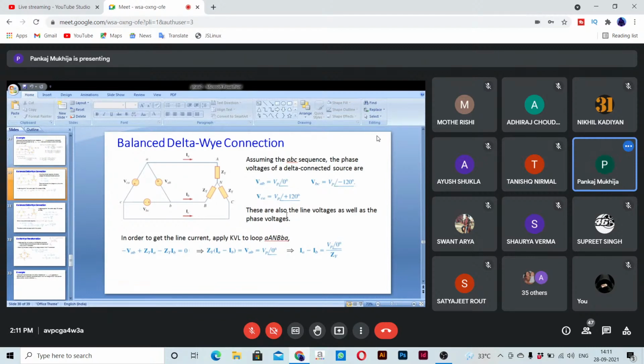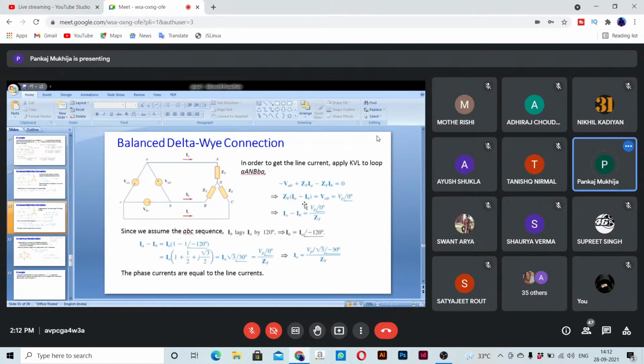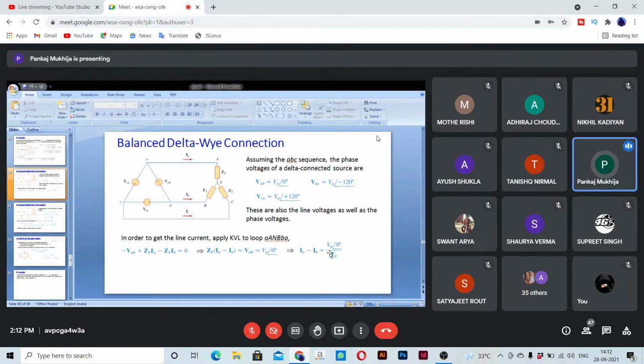Now in this case, we have to obtain the line current here, and for that we apply KVL. It's mentioned which loop you have to apply: A, N, B, small b, and then coming back to A. So we apply KVL in this loop, and when we apply KVL, we actually get IA minus IB. So what is IA minus IB then?